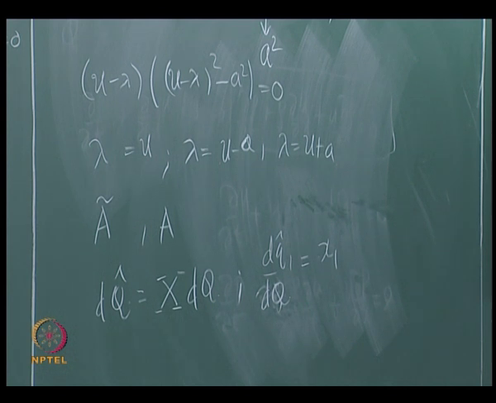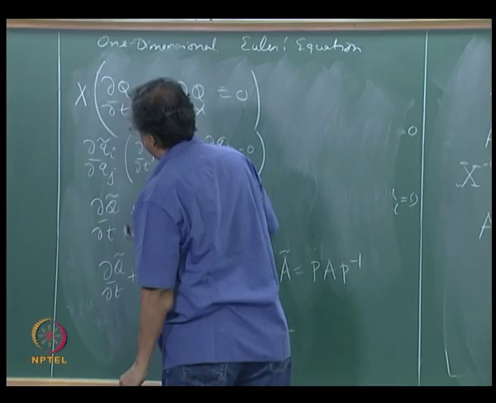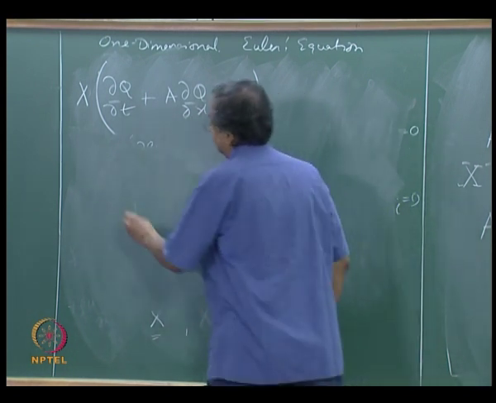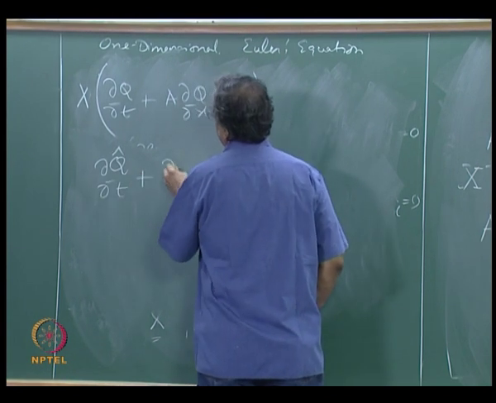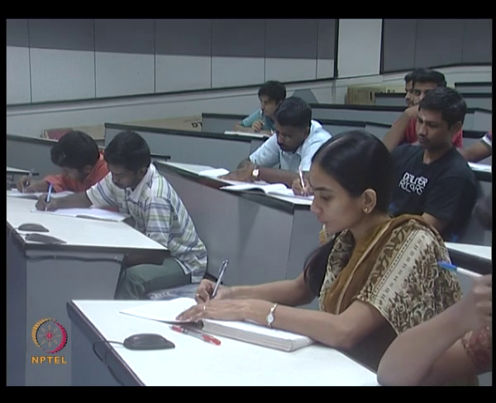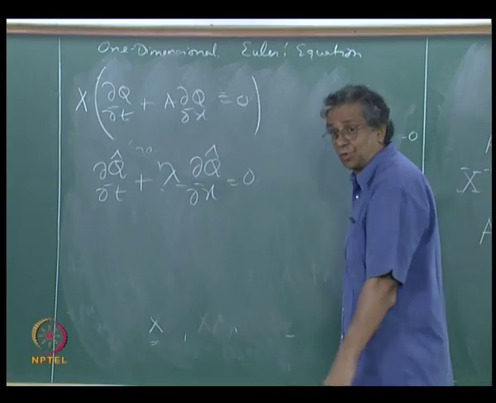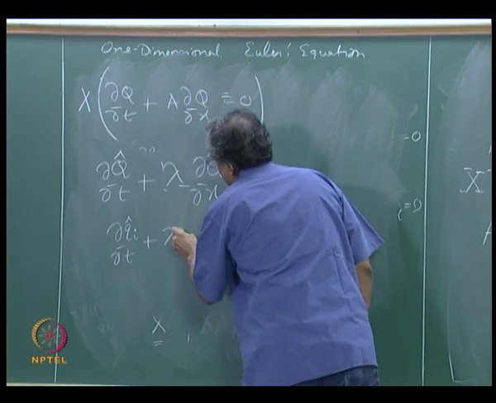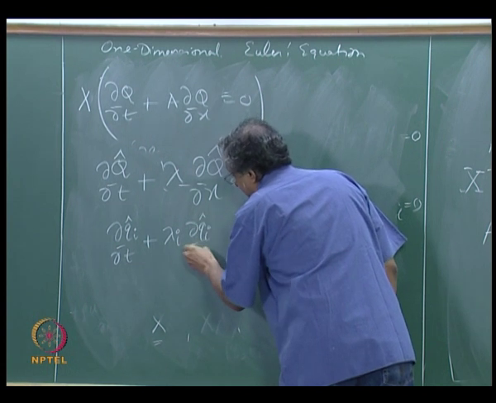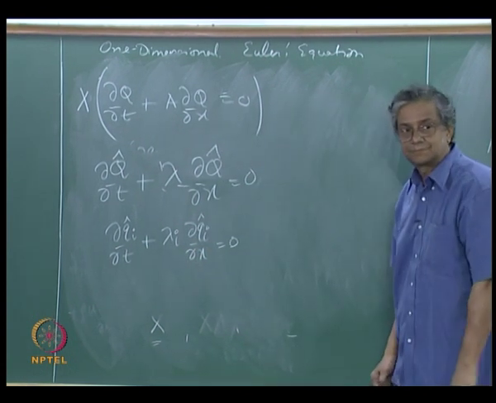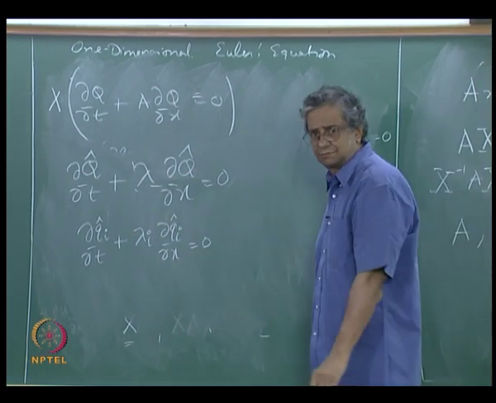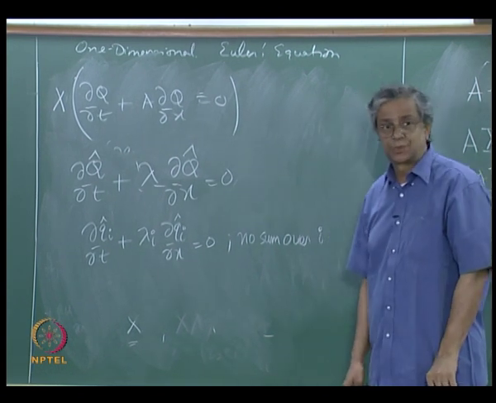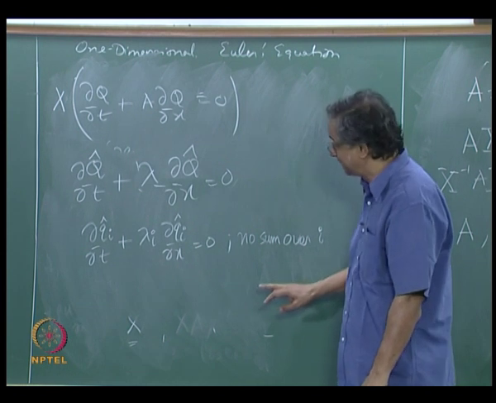So if I pre-multiply by that x or x inverse, whatever I call it, as I said it is a matter of what we make it, and get rid of that, this will result in an equation: dou q caret dou t plus the diagonal matrix dou q caret dou x equals 0. Or in component form, dou qi caret dou t plus lambda i dou qi caret dou x equals 0, right, and there is no summation over i. Okay, so we won't get carried away too much with index notation.